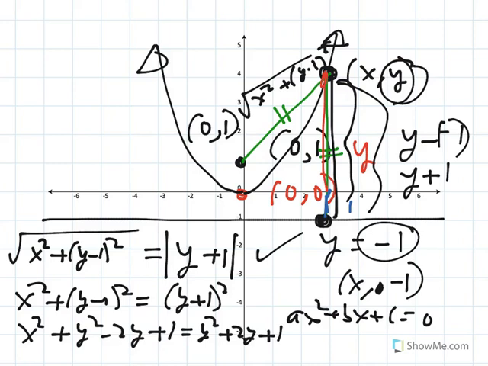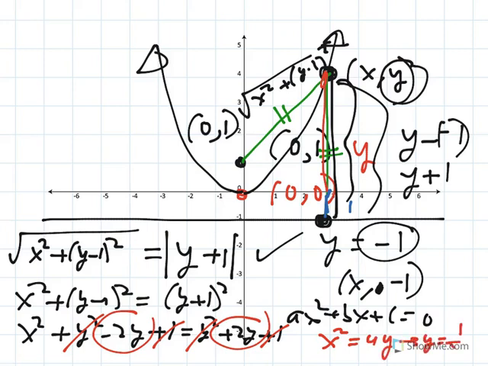These y squares actually cancel out, and the 1s cancel out. But the 2y's do not cancel out, because one's positive and one's negative, and we get x squared equals 4y, which leads us to y equals 1/4 x squared, which is the answer. So this parabola is actually a lot wider than I made it, but that's the idea.